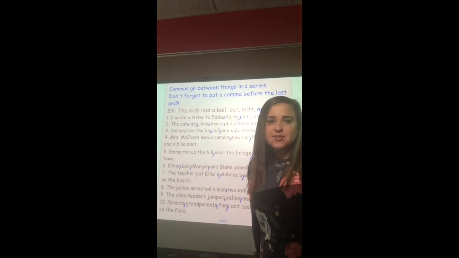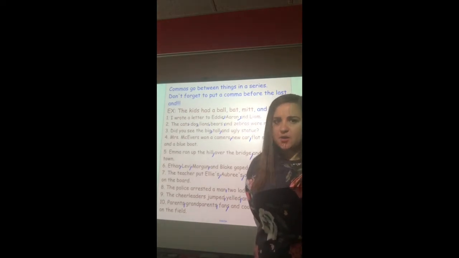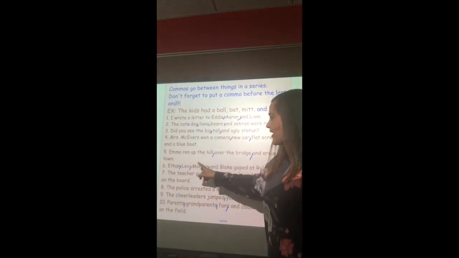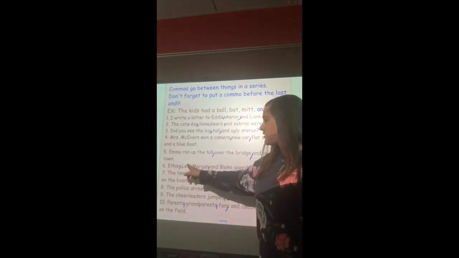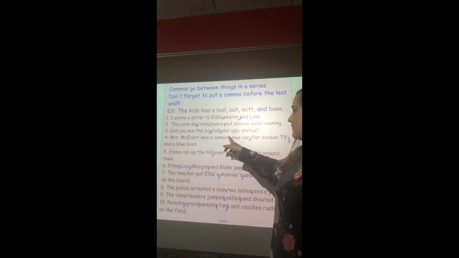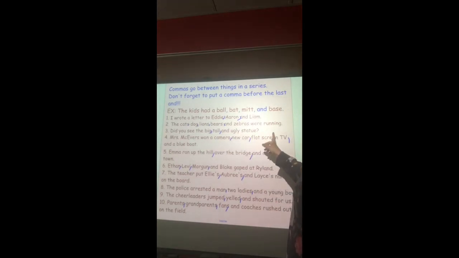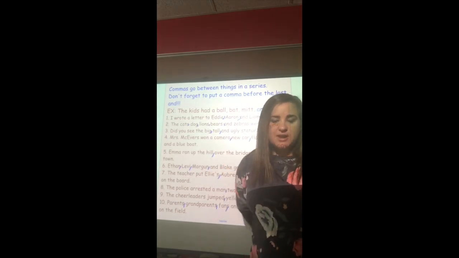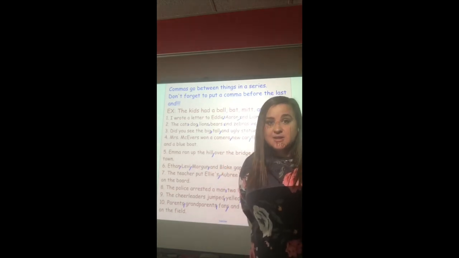Another hint with commas is usually whenever you put one there, fill in and and it'll make sense. So let's say this one, where every comma, let's say the word and. Ethan and Levi and Morgan and Blake gaped at Ryland. Yeah, that makes sense. Mrs. McEvers won a camera and new car and flat screen and a blue boat. So right, each time where you put a comma, it should make sense to put and. So remember in your assignment, word, comma. Good luck.